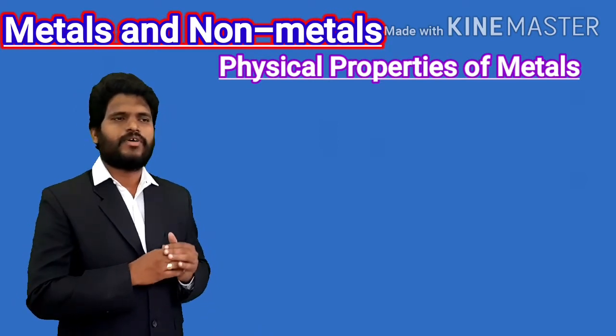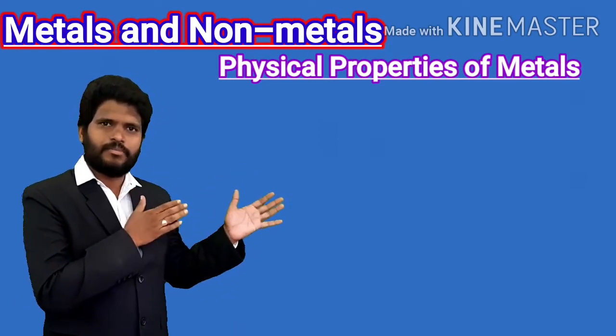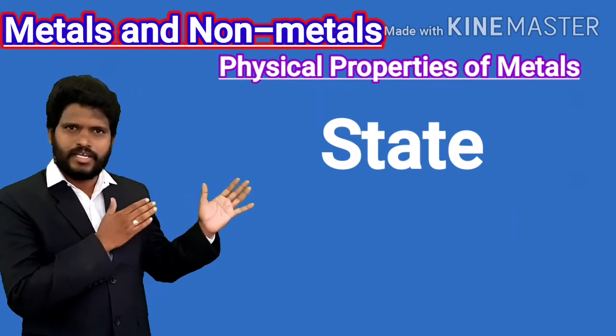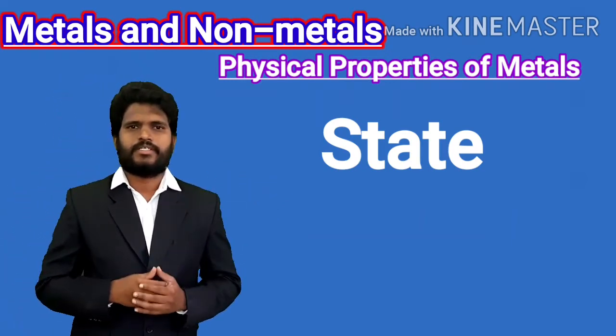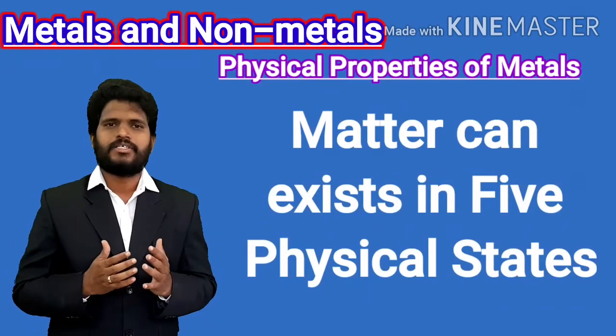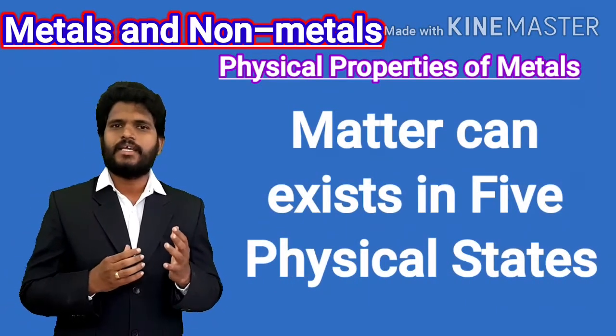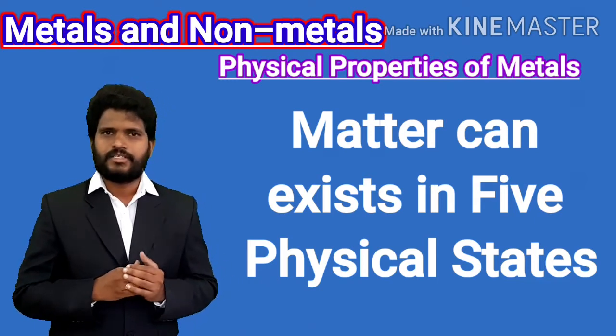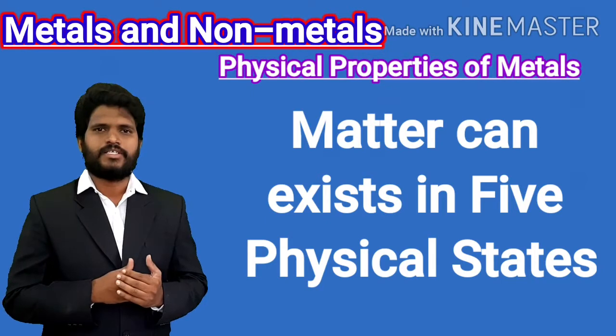Among these, first I would like to take the first property, that is state. In the universe, matter can generally exist in 5 physical states. So what are the 5 physical states?